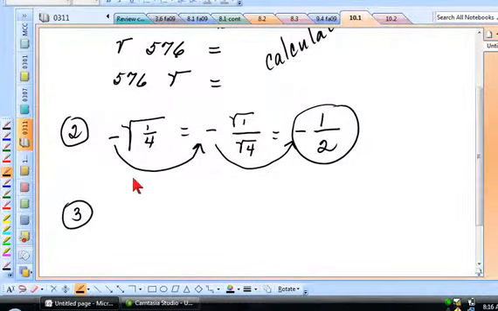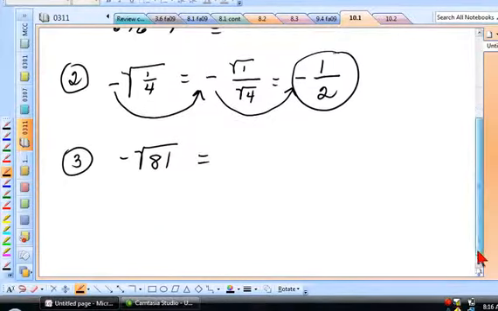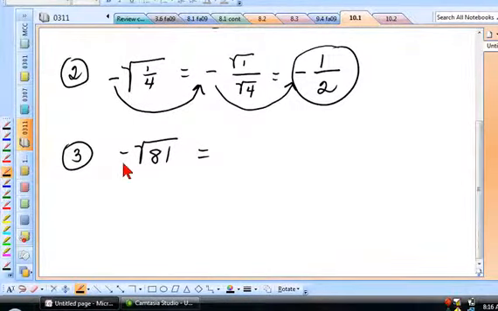Number 3, find the negative square root of 81. What will that be? It'll be -9. You're carrying the negative sign over 9.